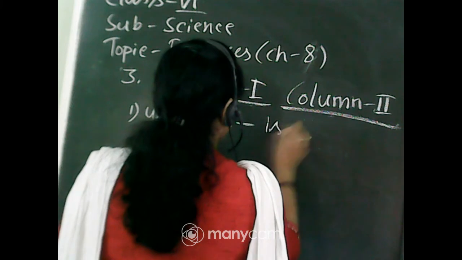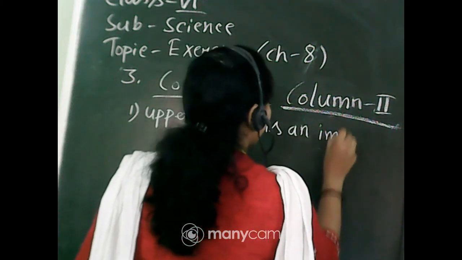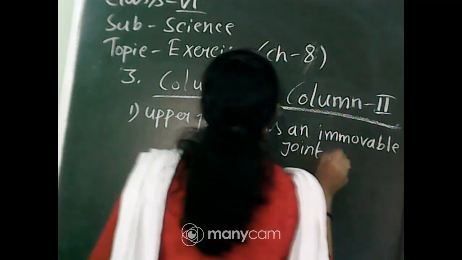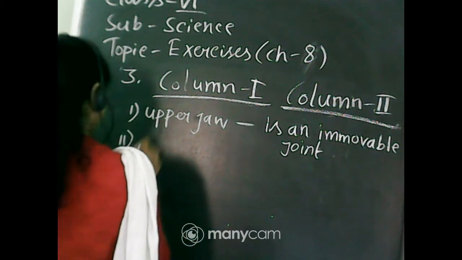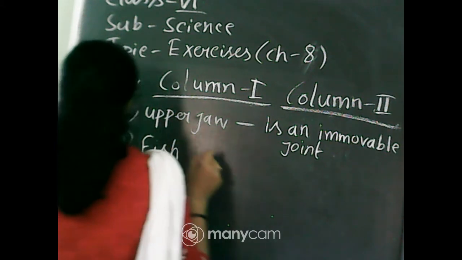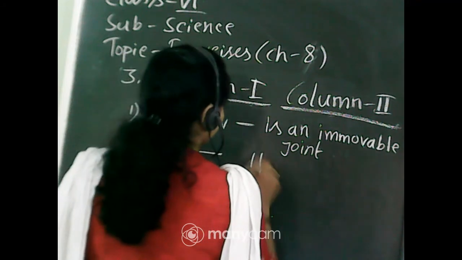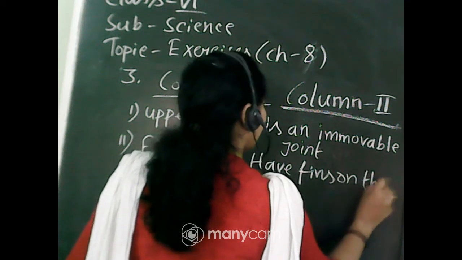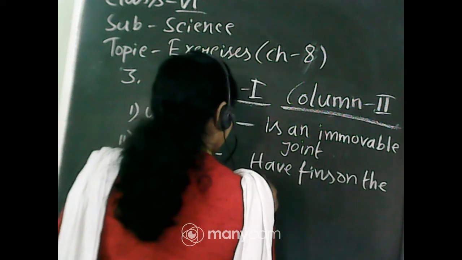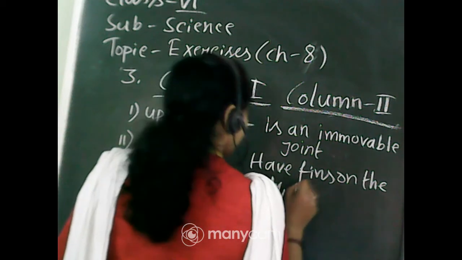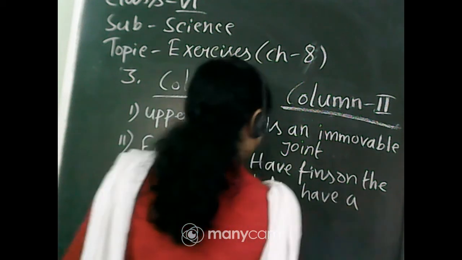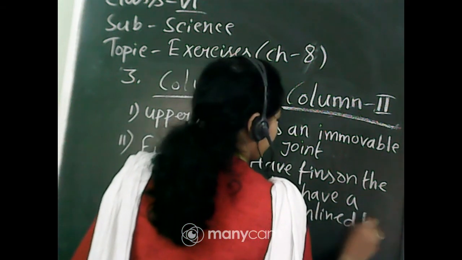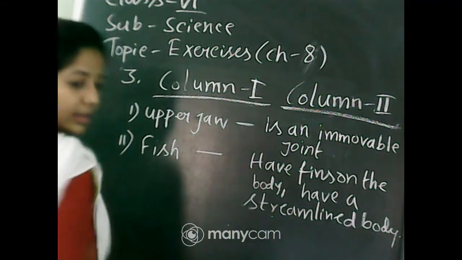is an immovable joint. Okay, immovable joint. Next comes fish. As you know, fish have fins on the body, and it will also be appropriate with another option: have a streamlined body. Okay, streamlined body.